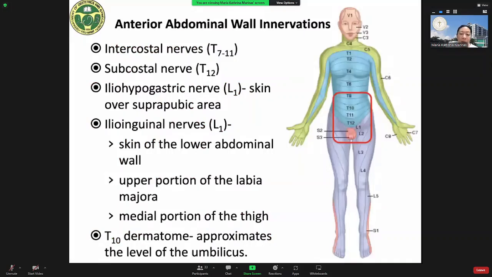The anterior abdominal wall is innervated by the abdominal extensions of the intercostal nerves, the subcostal nerve, and the iliohypogastric and ilioinguinal nerves. The T10 dermatome approximates the level of the umbilicus. And so analgesia to this level is suitable for labor and vaginal birth.